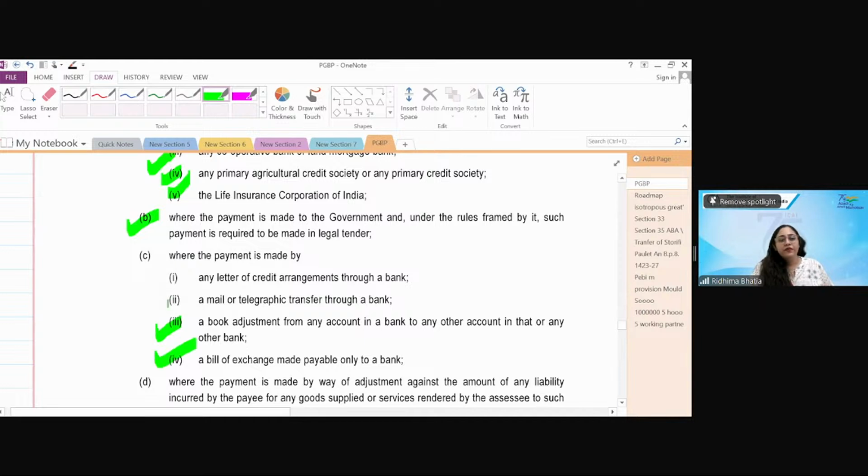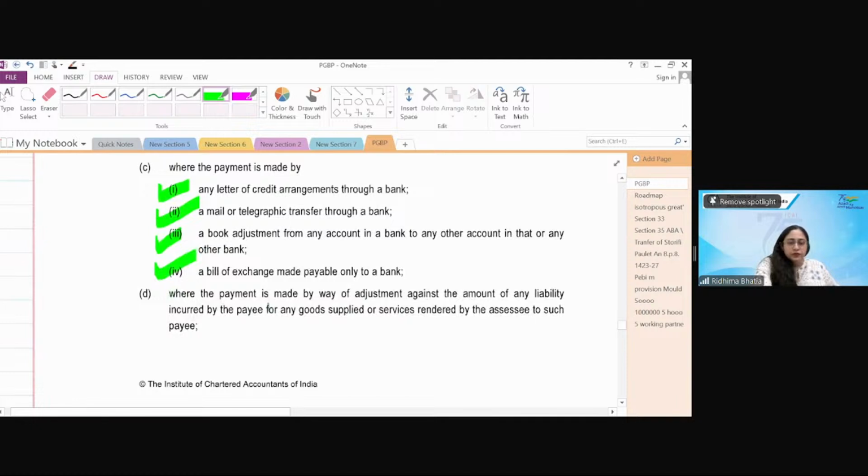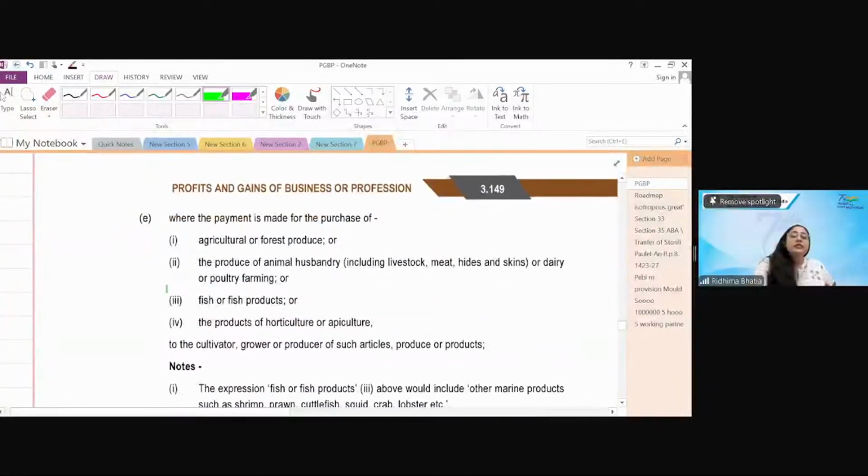Similarly, if it is paid by bill of exchange or through telegraphic transfer, which is not very common these days, or through a letter of credit, the amount has been set off. It is not an issue. Excess, now the bank had to make payment to you, I supplied the goods against you. That is also allowed. Similarly, when I'm making the payment to the cultivator, grower, producer of such articles.